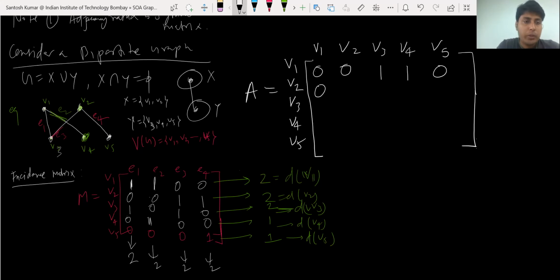V2 and V1: 0, V2 and V2: 0, V2 and V3. Actually, this is a simple bipartite graph. So simple means without any multiple edge or without any loop. So V2 and V3: 1, V2 and V4: 0, V2 and V5: 1, V3 and V1: 1, V3 and V2: 1, V3 and V3: 0, V3 and V4: 0, V3 and V5: 0.